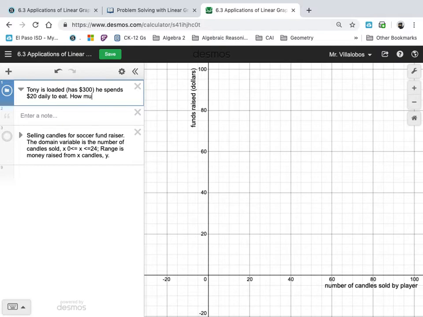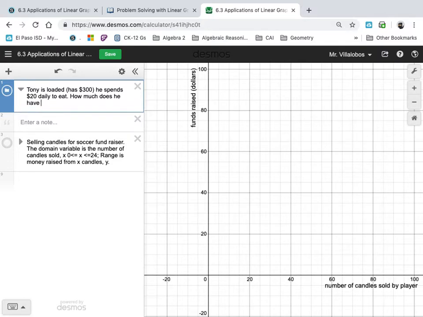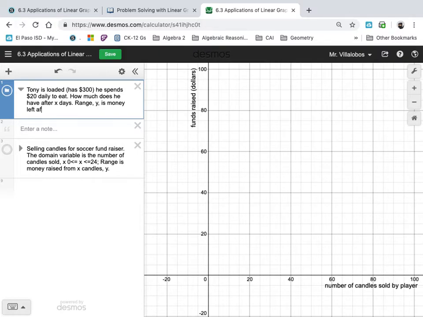How much does he have? No longer works. That's not set up. Does not have after how many days? After X days, right? So what's Y? The range is money left. This is the range. Range Y is money left after X days. And X, number of days.